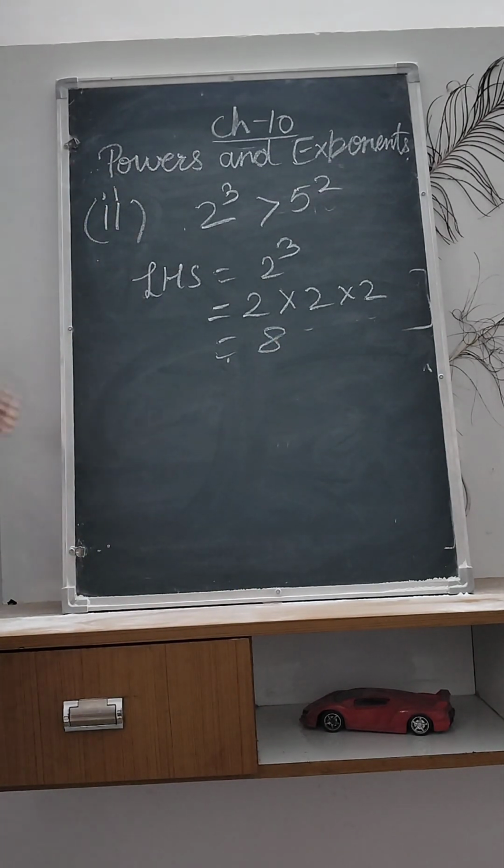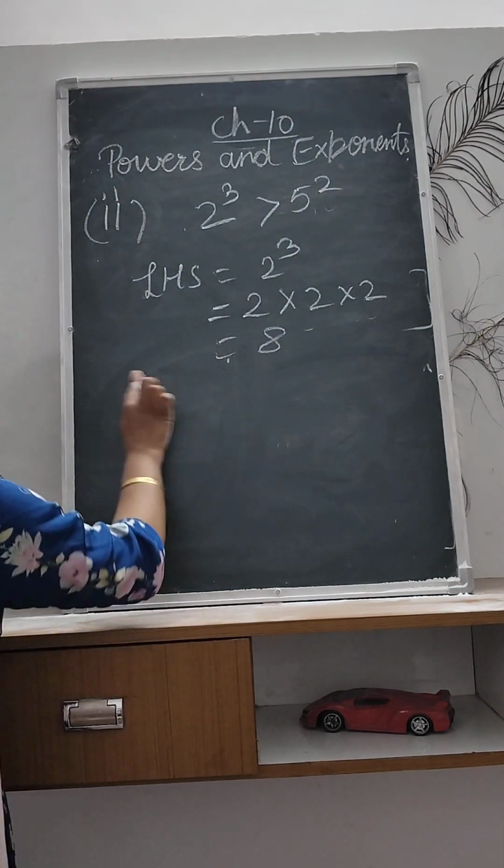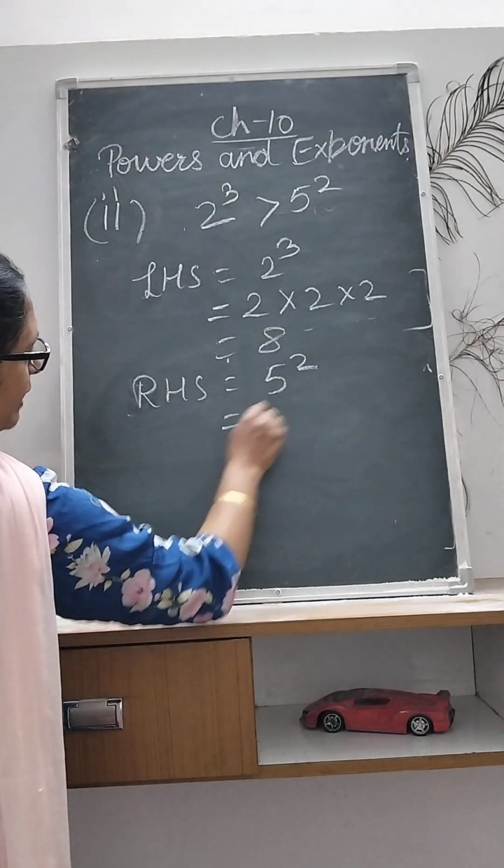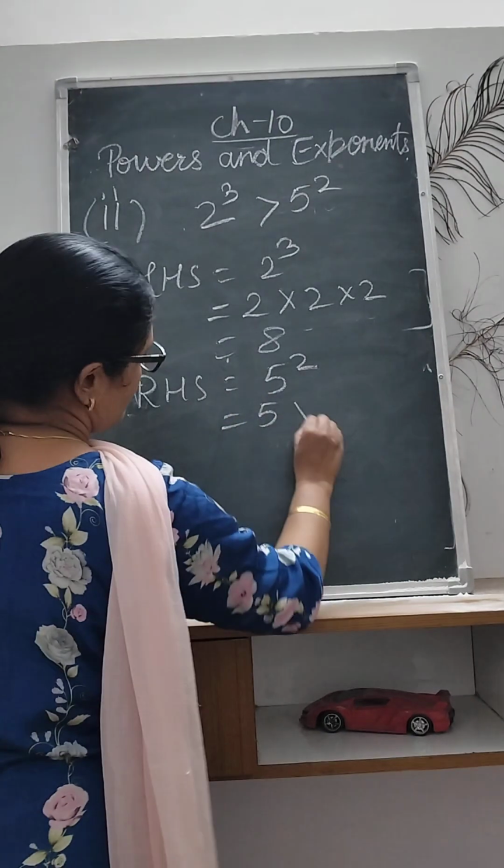Now see the left hand side. What is right hand side given? 5 raised to power 2. 5 raised to power 2 means 5 is 2 times.